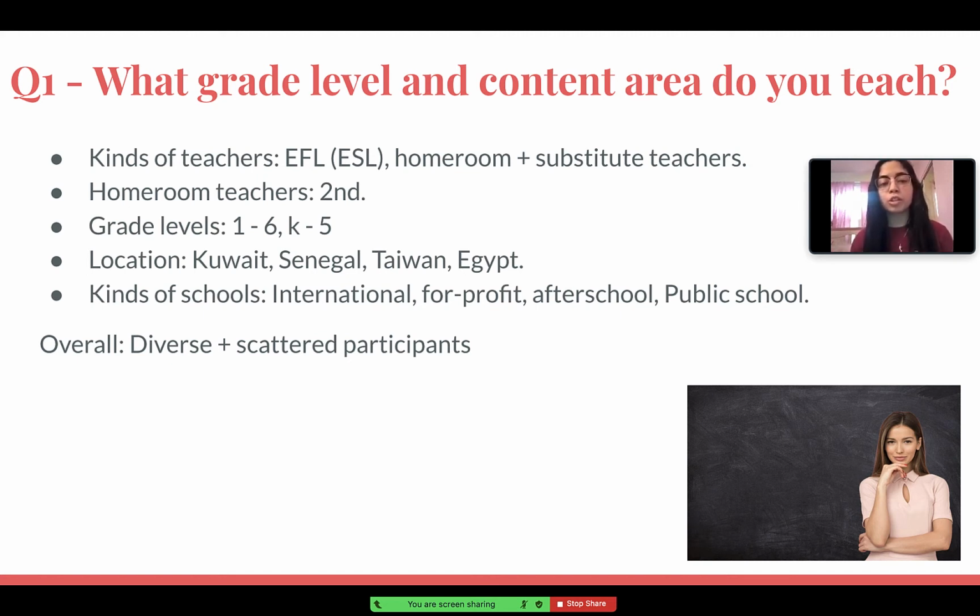The homeroom teachers were teaching in a second grade classroom, and the grade levels varied between grades 1 through 6 and grades K to 5. Locations varied from being in Kuwait, Senegal, Taiwan, and Egypt. The kinds of schools that these teachers worked in are international schools, for-profit schools, an after-school program, which isn't necessarily a type of school, and a public school. Overall, these were very diverse and scattered participants.